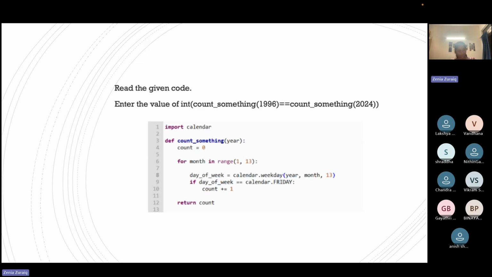Any answers? I don't see any answers yet. Okay. Has anyone figured out what this code is doing? What is it counting? What is this function counting? Has anyone figured it out? Okay. Is that right? Does it count Fridays? Read the code again.